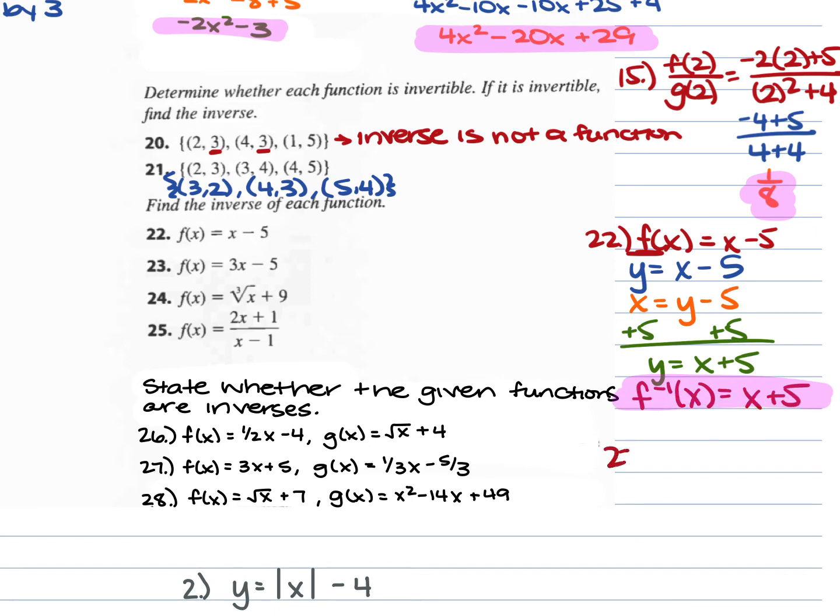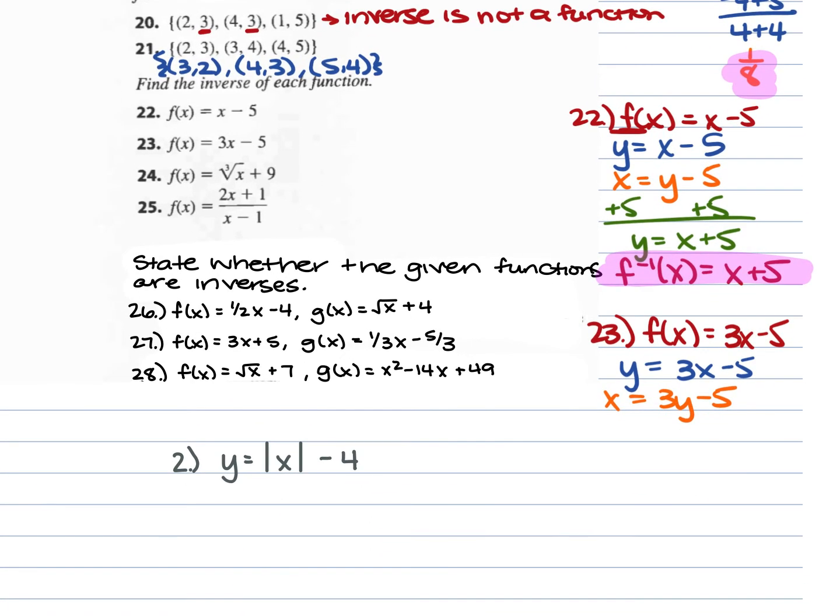For 23, we have the function f of x is equal to 3x minus 5. We're going to change the f of x to be y, and then we're going to switch x and y. So we have x is equal to 3y minus 5. You want to solve for y, so we're going to add the 5 to both sides. We have 3y is equal to x plus 5. We divide each side by the 3. We have y is equal to 1/3 x plus 5/3.